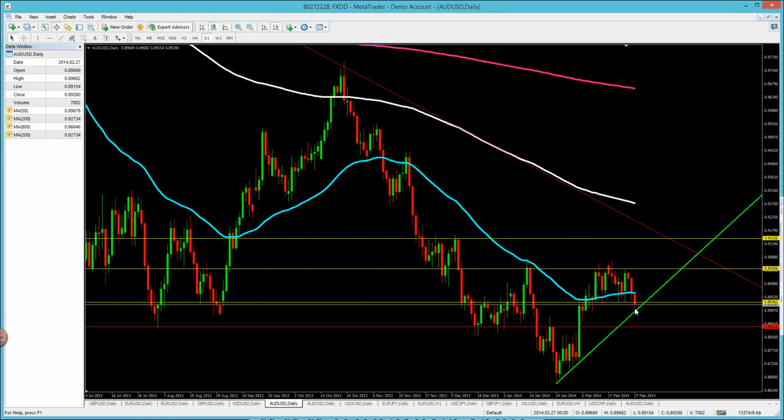And so we've actually approached that support area on that trend line. And because there's not a tremendous amount of news, I do think that could hold, and we could see a bounce and a move forward, move up on the Aussie dollar from where we are. So having said that, let's go down to a lower time frame.